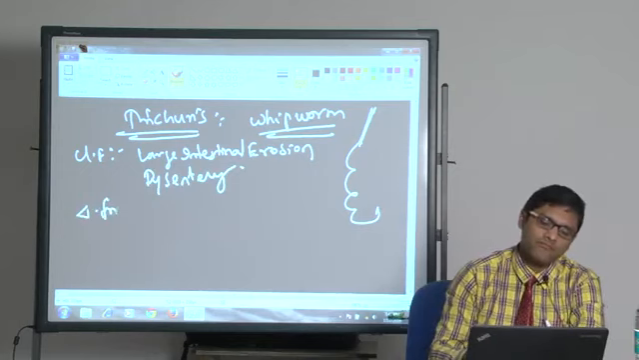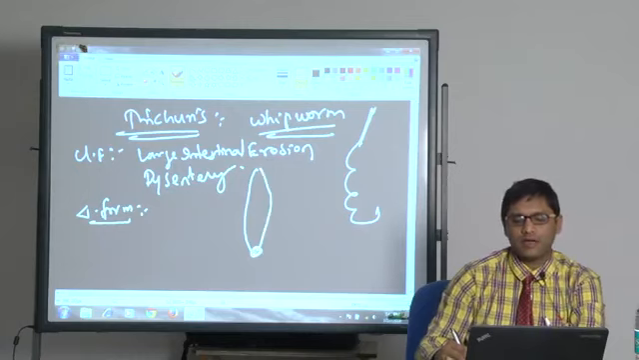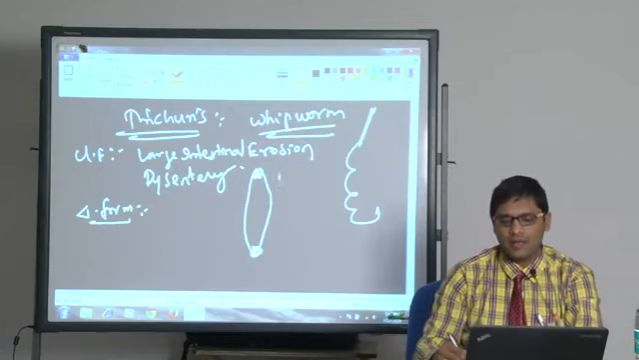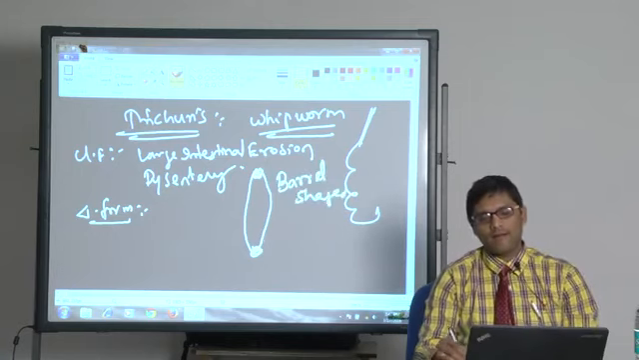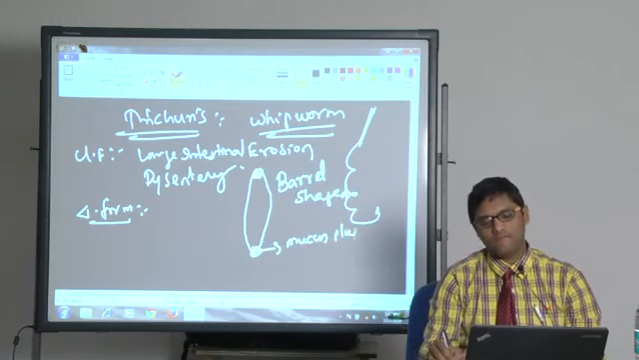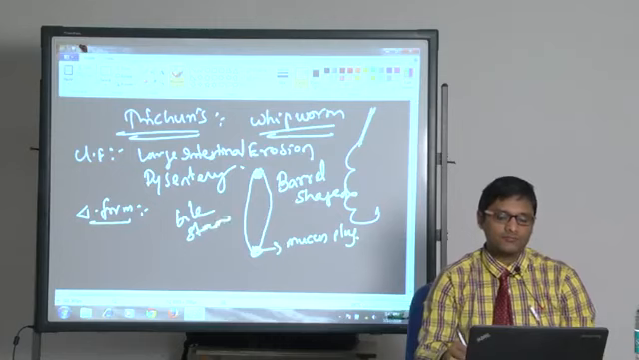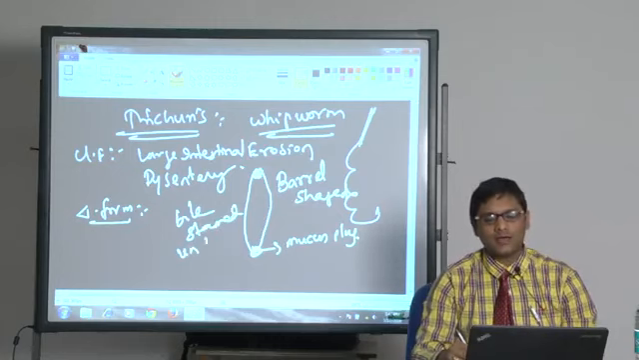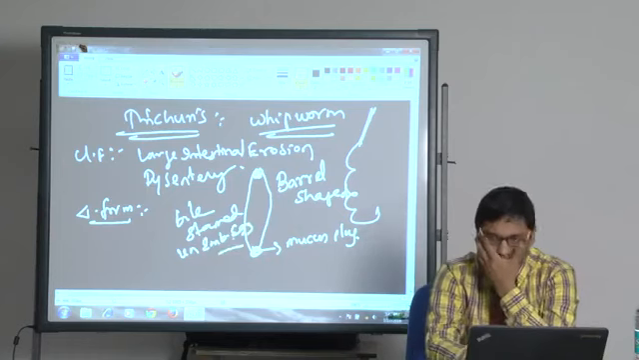Diagnostic form: unembryonated egg. The description is like this: barrel shaped, having two mucus plugs, and of course bile stained. Initially they are unembryonated eggs which are released in feces.